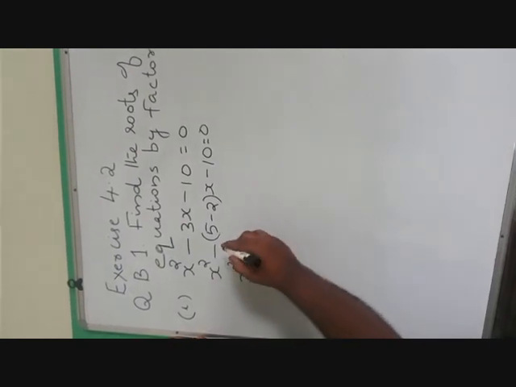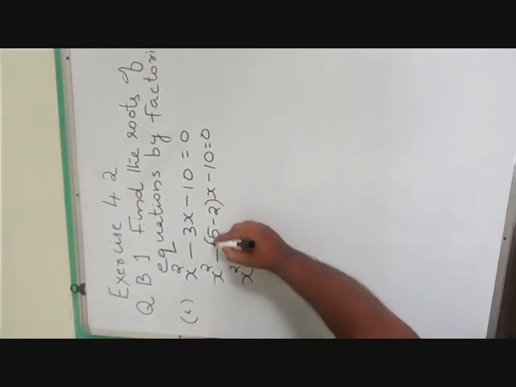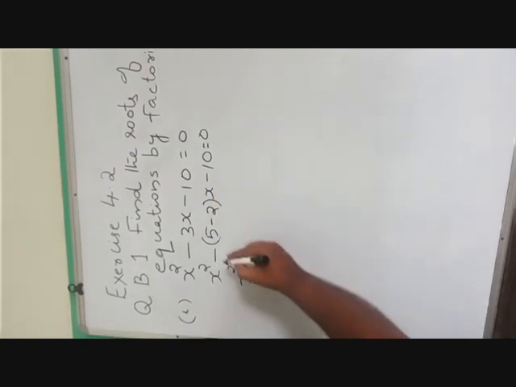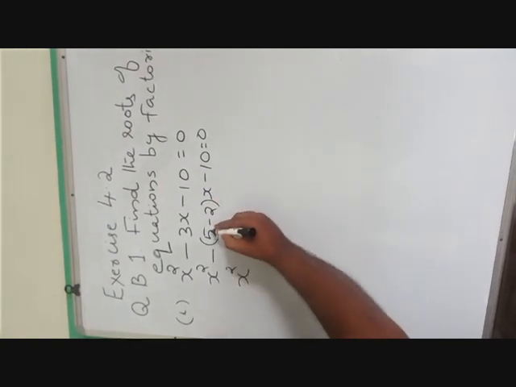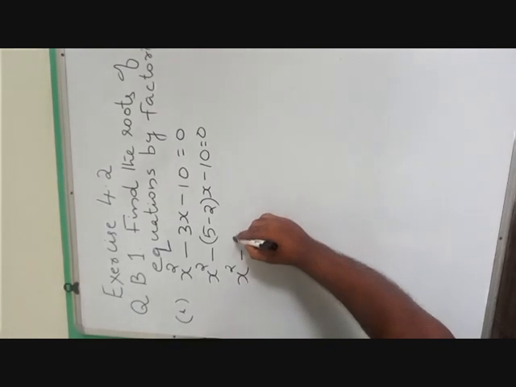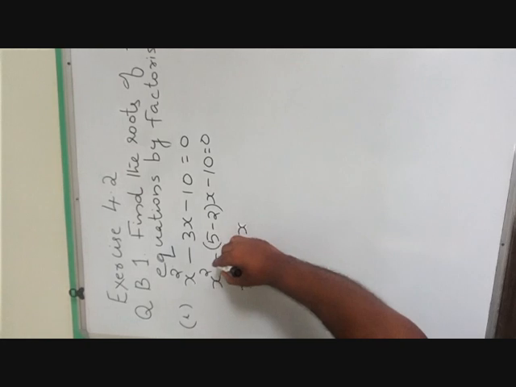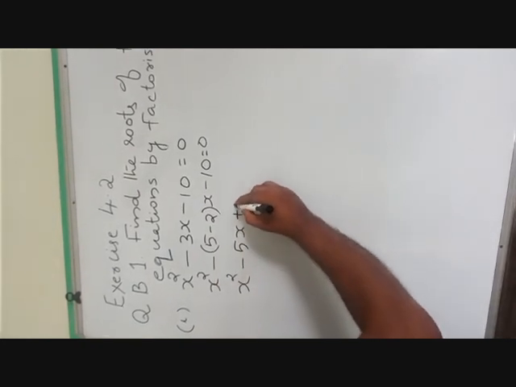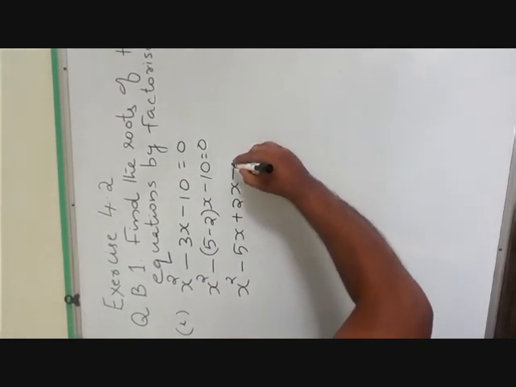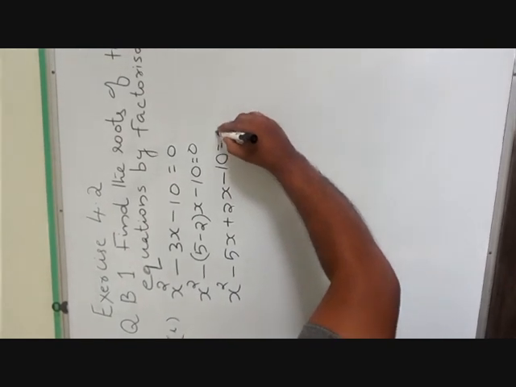After that we have to multiply both the terms by minus x. Here minus x is also there. Minus x into 5 is minus 5x. And minus x into minus 2, minus into minus is plus 2x. Minus 10 is equal to 0.